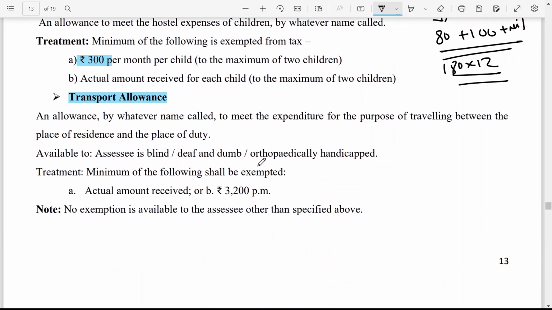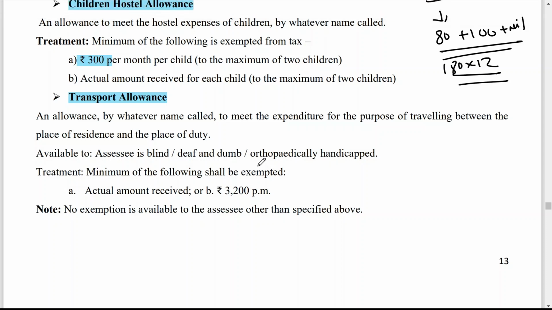Now, transport allowance: any allowance by whatever name called to meet the expenditure for the purpose of traveling between the place of residence and place of duty. That is called transport allowance, and it is now taxable. But the benefit of this deduction is available to a person who is blind, deaf or dumb, or orthopedically handicapped. Minimum of the following shall be exempted: actual amount received or 3200 per month. No exemption is available to the assessee other than specified above. If a person is physically challenged, then this exemption is available, otherwise no deduction is available.